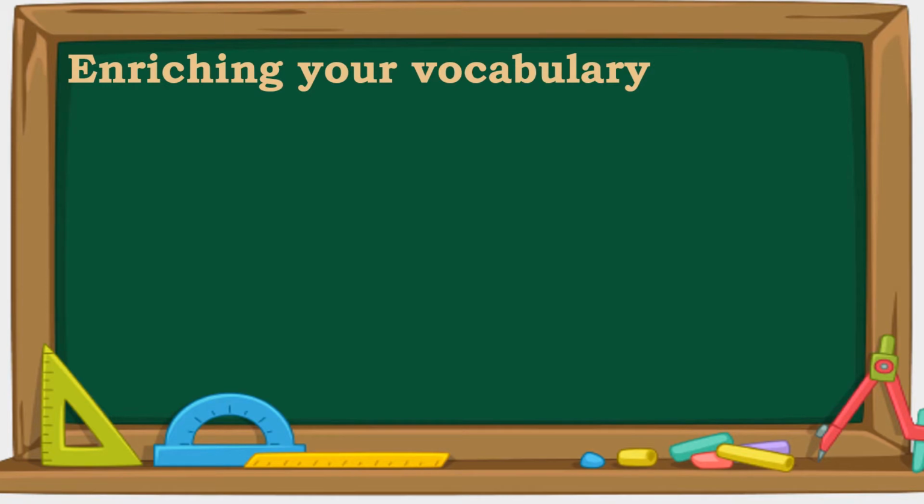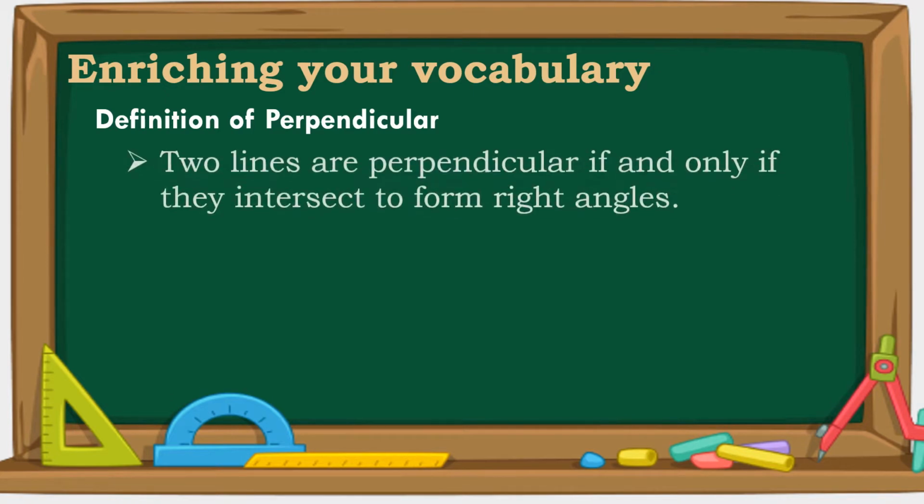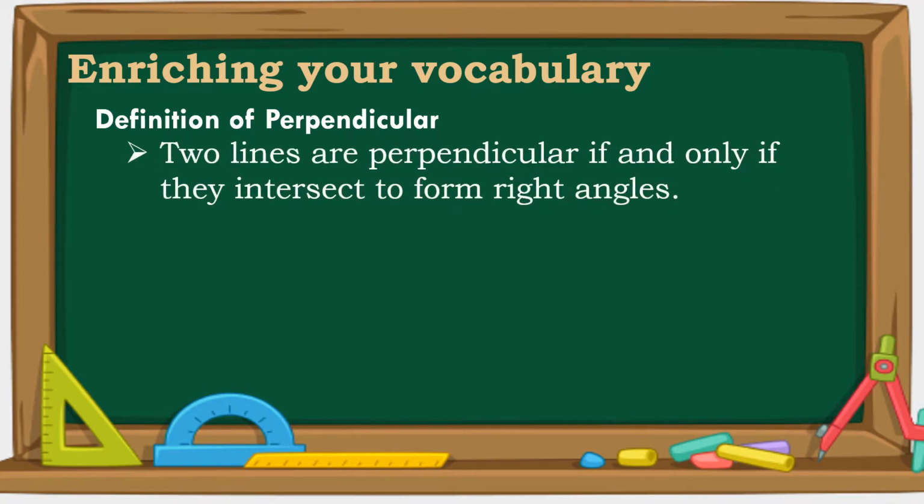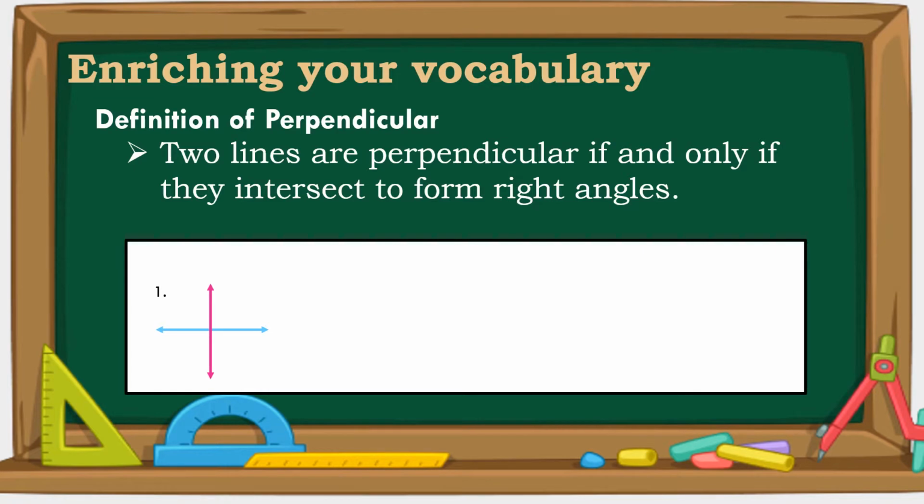Let us first study some of the vocabulary which are very useful in our topic today. Definition of perpendicular. Two lines are perpendicular if and only if they intersect to form right angles. These illustrations are examples of perpendicular. The first one, a line perpendicular to another line, and it forms four right angles.